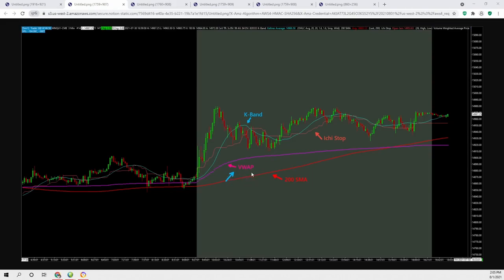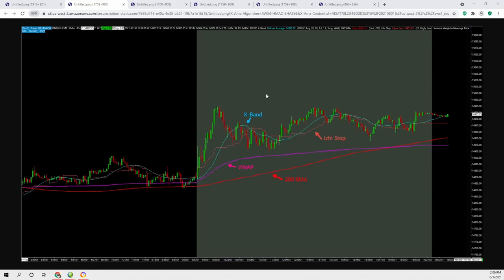So I'm expecting some sort of response, and once price trades back down to the VWAP, I'm watching it for a response. Now the next one we're going to look at is the 200 SMA. Ranking from strongest response to weakest, the 200 simple moving average is next on this list.